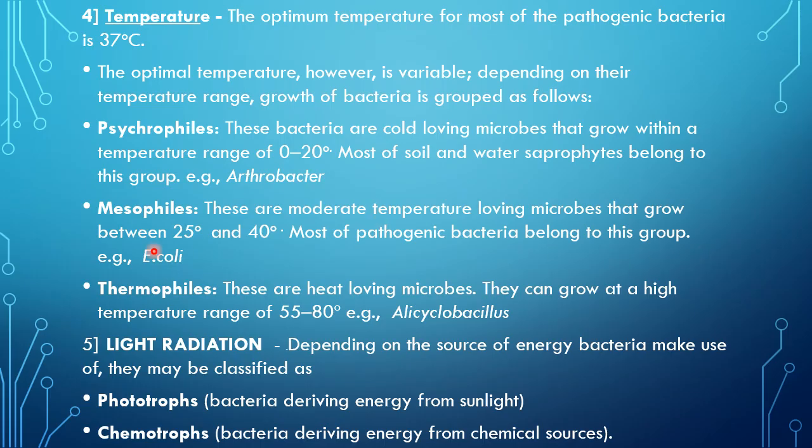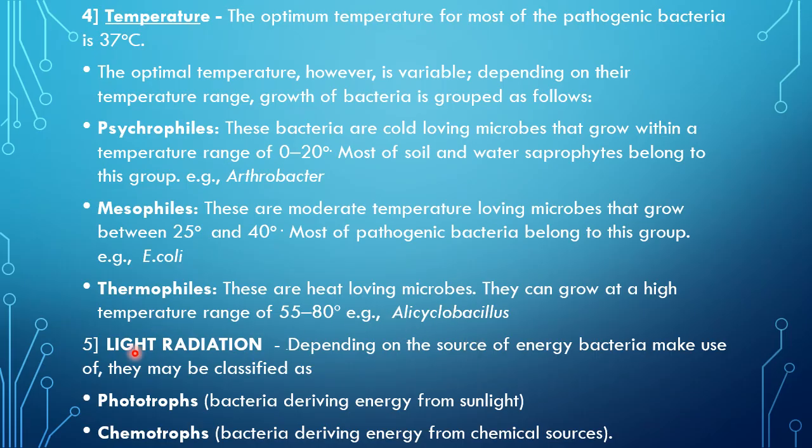Example is E. coli. And the third group is thermophiles. These are heat loving microbes. They can grow at a high temperature range of 55 to 80 degrees. They grow in the hottest environment, that is, they are heat loving microbes. Example is Geobacillus. Okay, this is about temperature.